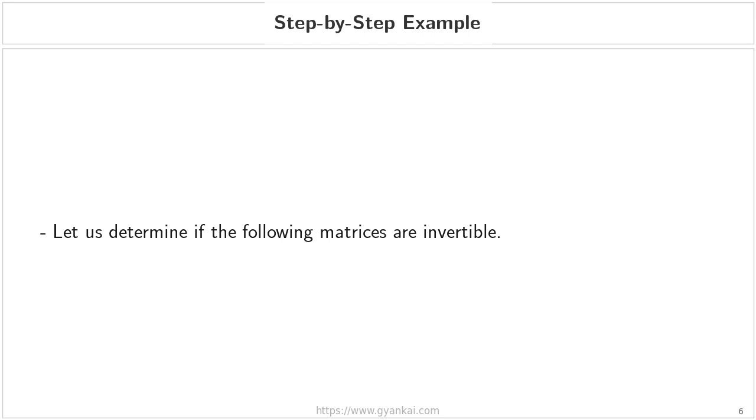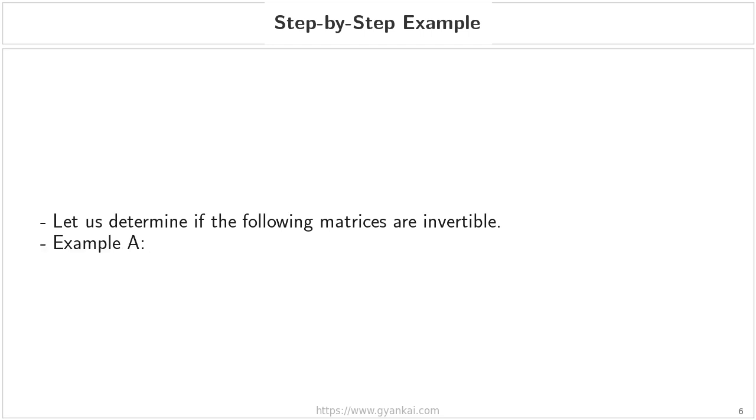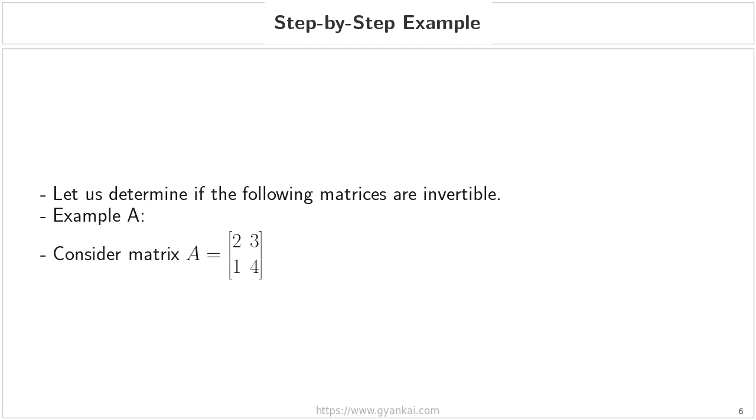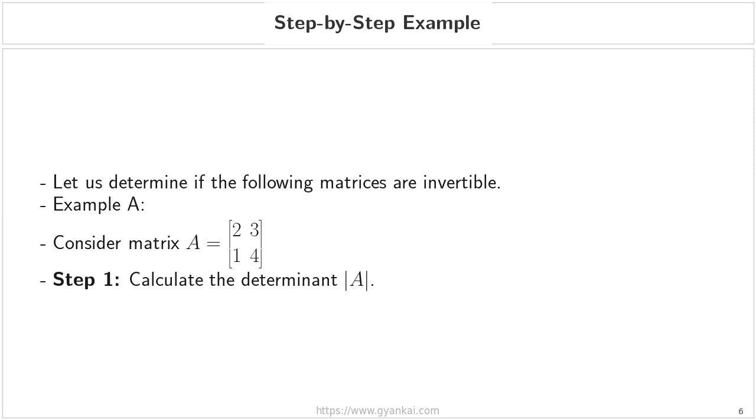We are going to determine whether the following matrices are invertible by following the steps we just discussed. First, let's look at example A. We have a matrix, let's call it matrix A, which consists of a 2x2 arrangement. The first row contains the numbers 2 and 3, and the second row contains 1 and 4. To find out if this matrix has an inverse, we must follow step 1, which is to calculate the determinant of A, denoted as the vertical bars surrounding A.